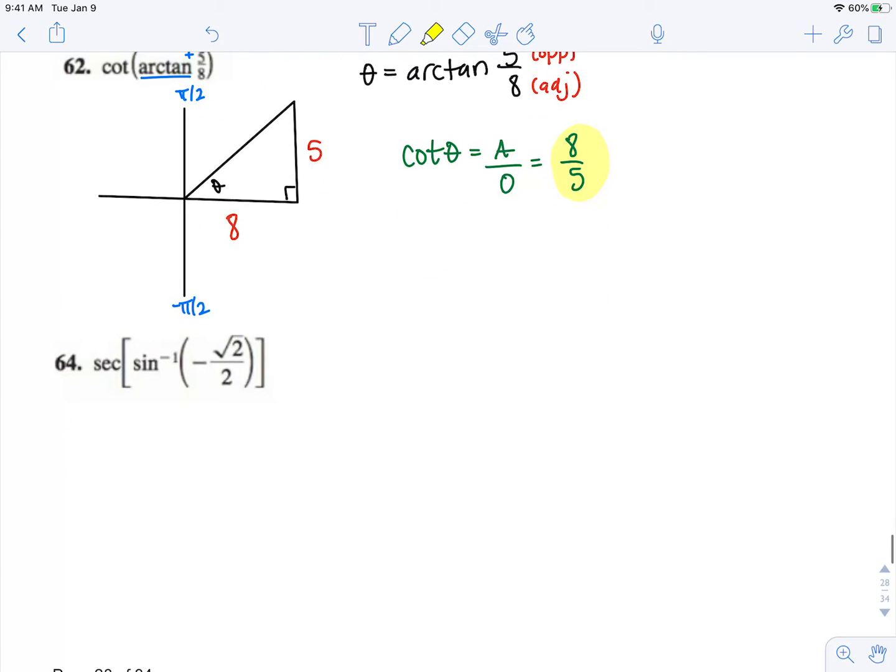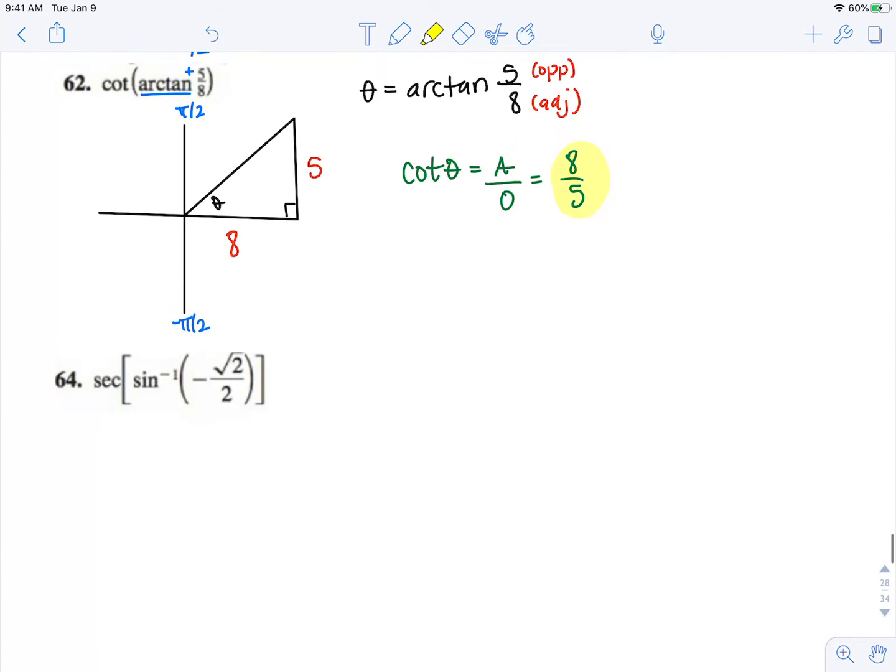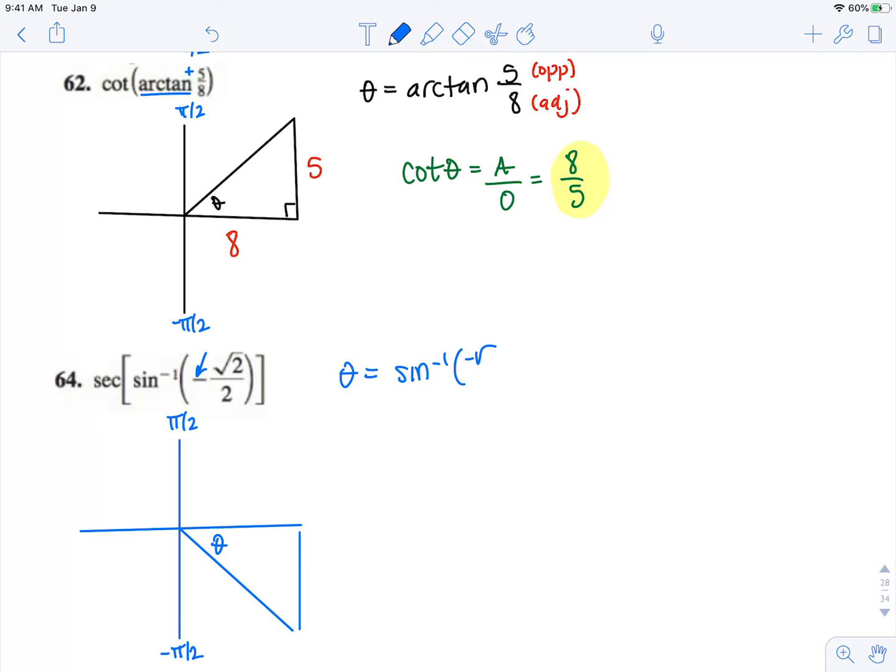Now I'm looking for secant of sine inverse negative square root 2 over 2. So remember, sine inverse falls from negative pi over 2 to pi over 2. But since it's negative, I know my angle is going to fall down here in this quadrant. So I know theta equals sine inverse of negative square root 2 over 2.